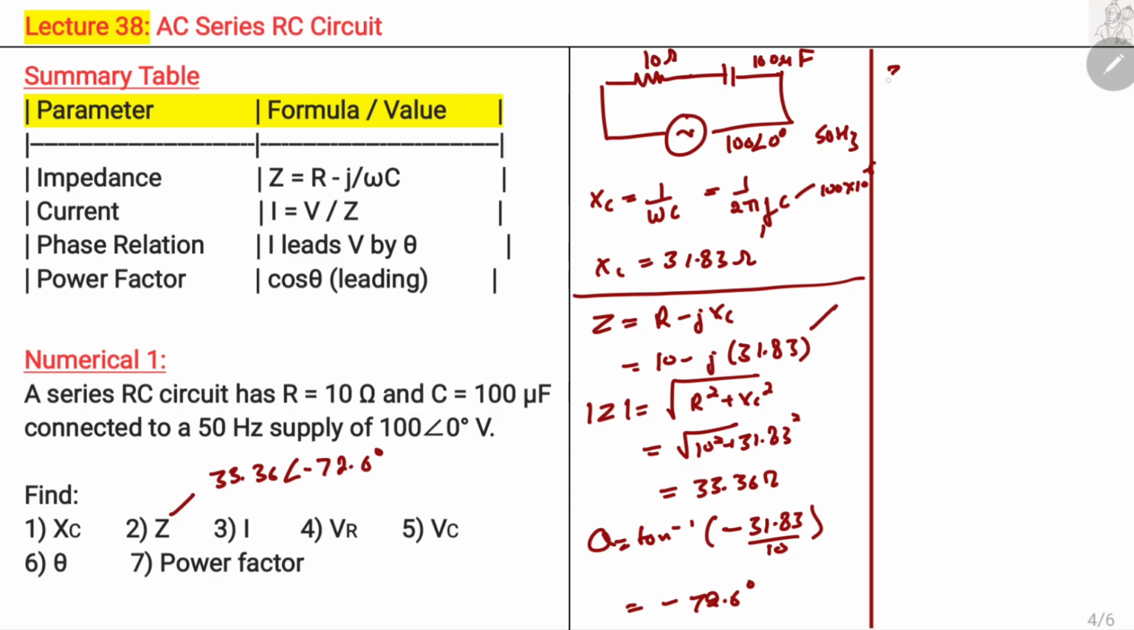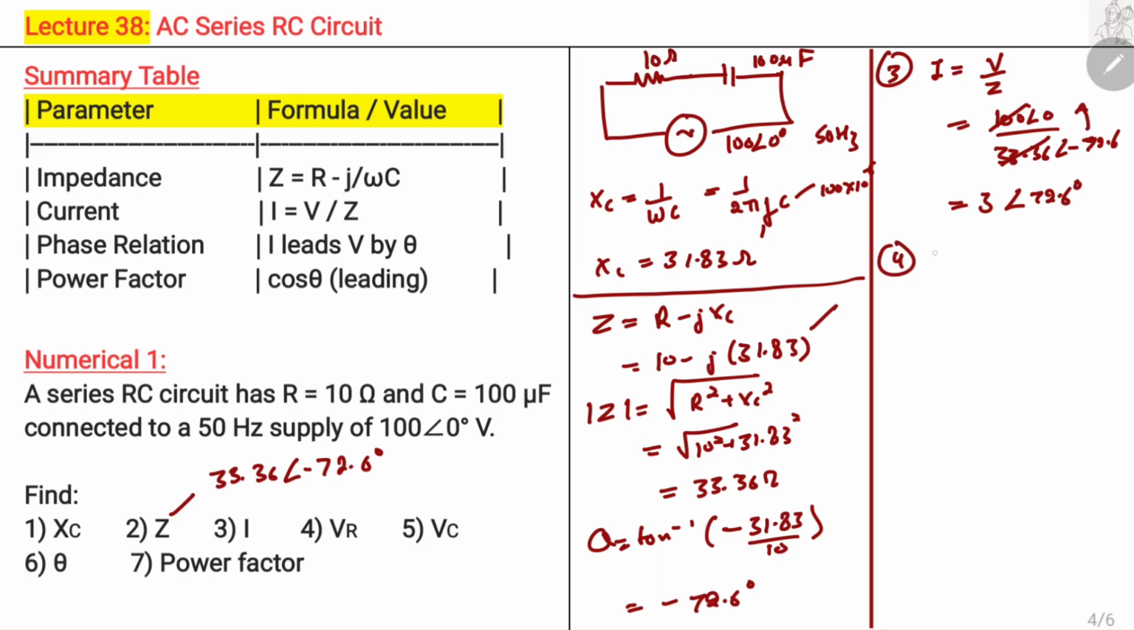Using this we can calculate the third part, that is I equal to V by Z. V was 100 angle 0 and Z comes out to be 33.36 angle of minus 72.6. Solving this, the angle when going to the numerator becomes positive, and we divide 100 by 33.36. This comes out to be 3 angle 72.6 degrees.